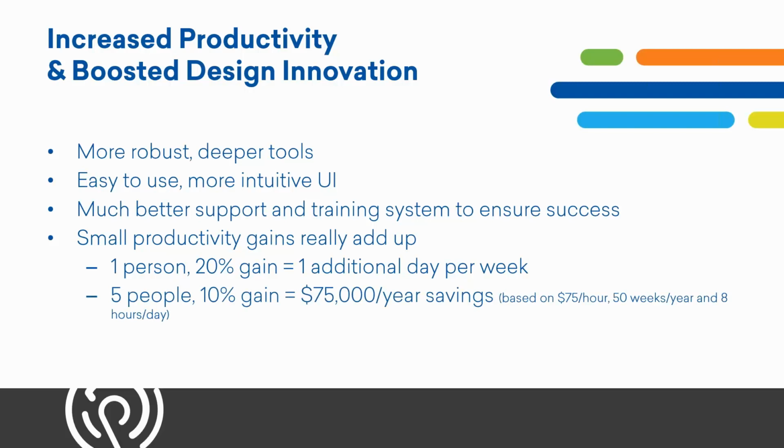So think about that as it scales up. This is another example, and this is more from a financial perspective. 5 people at just a 10% gain in efficiency is the equivalent of $75,000 a year in savings. Again, you'll see in parentheses there, that's based on 75 hours, 5 days a week, and so on, right? So it really adds up.